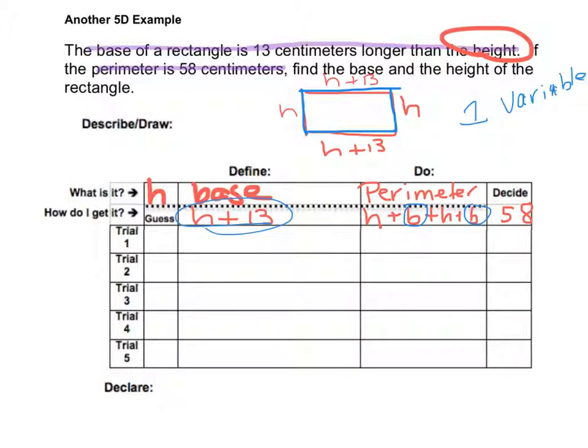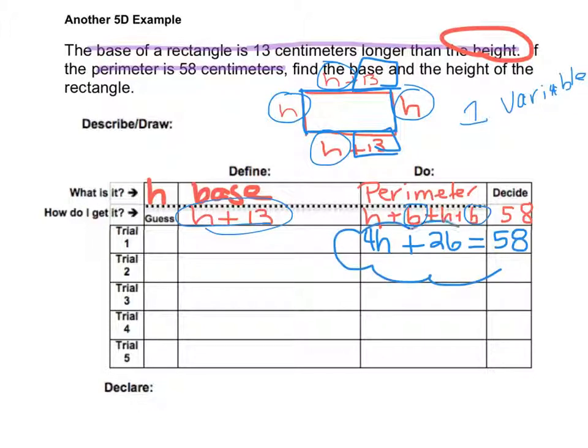So how about if I do 1, 2, 3, 4, I end up with 4 heights plus 13 and 13 is 26. There's my expression for perimeter, and I know that it has to equal 58. That's going to be important later, because that expression has to be equal to 58. When we start solving equations, we can now just solve that equation instead of going through all that guessing and checking process.